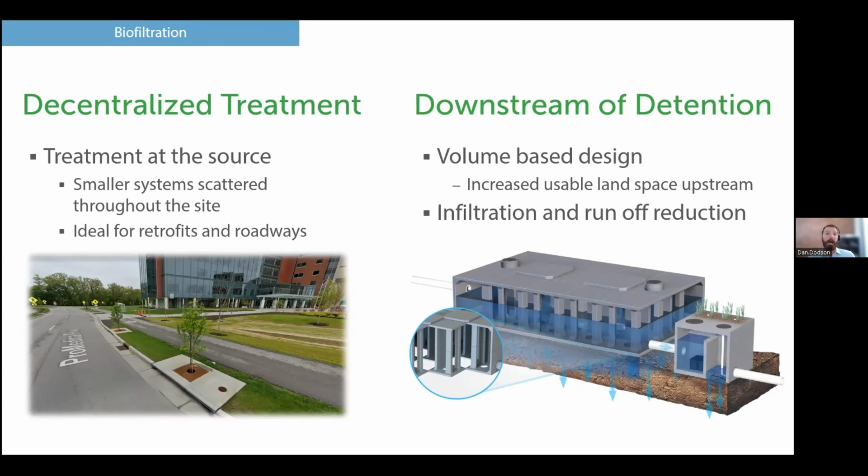Another use for the high-rate biofiltration systems is to put them downstream of detention. Tamara mentioned earlier with the filtration portion, biofiltration can do the same thing, where we're also using it downstream of water storage, and that's going to allow for more usable land space upstream. It also doubles down, as you can see with the picture, with the ability to incorporate infiltration into the ground through both our detention system and the biofiltration unit. That's what that picture is depicting there on the right-hand side of the screen.